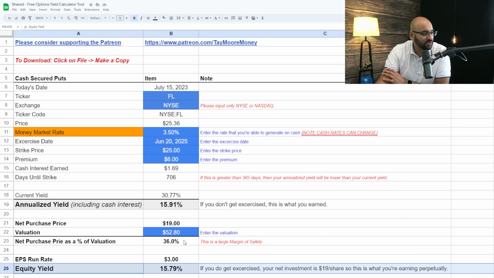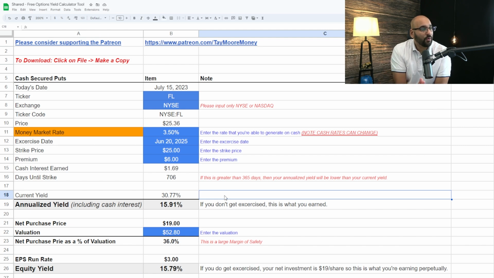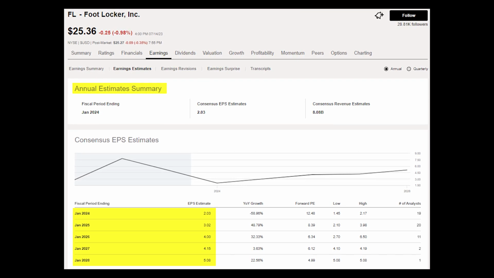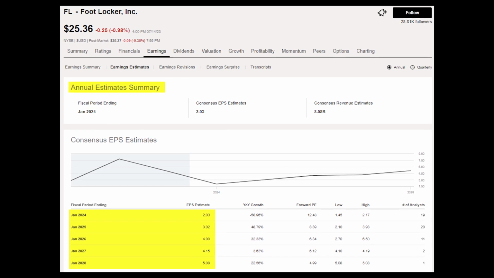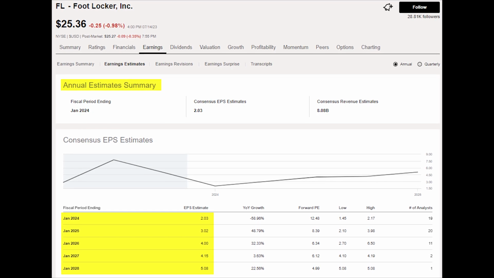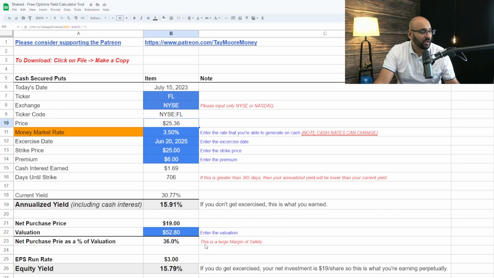And essentially what you want to do is you want to price this in a way where you make money no matter what, so you don't care which direction this goes. And the whole point of this is that the share price right now on the security may be a little bit too high relative to what you're looking for. So for example, Foot Locker is currently trading at $25.36. If you're making $3 a share, which is what I think the EPS run rate is at the moment, and you could argue that, but let's just for argument's sake say that that's what the EPS run rate is. $3 divided by 25.36, let me just do that quickly, is 11.8%.